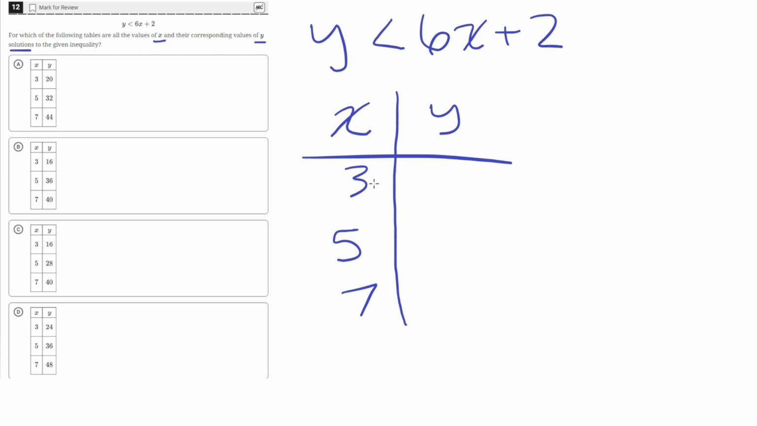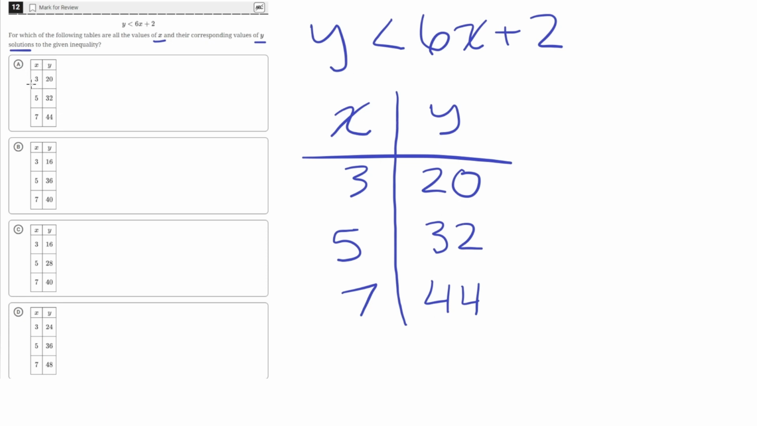So when you plug in a value of 3 for x, we get 6 times 3 is 18 plus 2, which is 20. 6 times 5 is 30 plus 2 is 32. 6 times 7 is 42 plus 2 is 44. Okay, so these are the maximum values that y can be for the corresponding value of x, since y has to be less than 6x plus 2. So these are the values of 6x plus 2, and y has to be less than that.